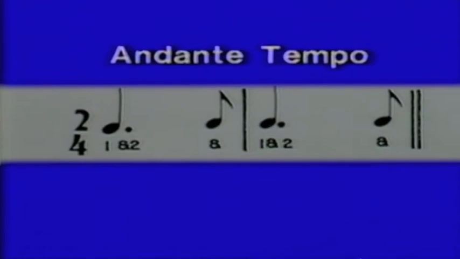Here's an example. The quarter note gets one count. The dot gets half a count. So the dotted quarter note receives 1½ counts. The dotted quarter note gets all of beat 1 and the first half of the next beat. Let's do this example at the andante tempo. Remember, the ticks are the main beats. 1, 2, 1, 2. 1 and 2 and 1 and 2 and.